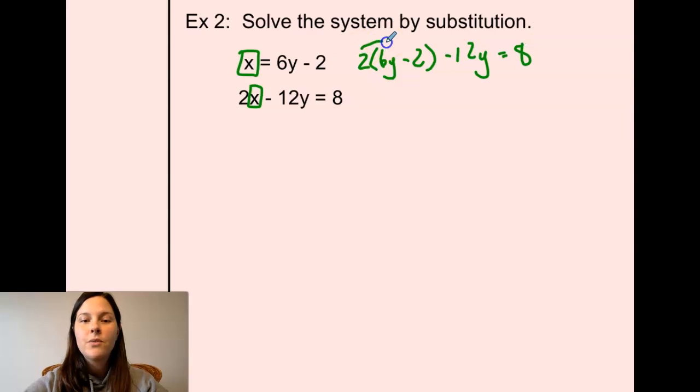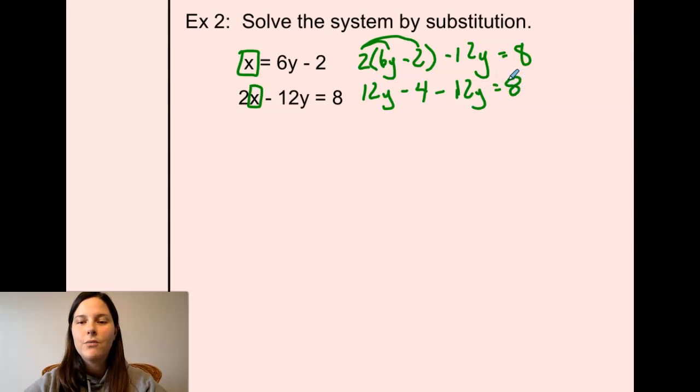Similar to our first equation, we're going to distribute that 2. 2 times 6y gives me 12y. 2 times 2 gives me 4. We still have that minus 12y. The second 12y was not in parentheses, so I don't distribute the 2 to it. And then equals 8.